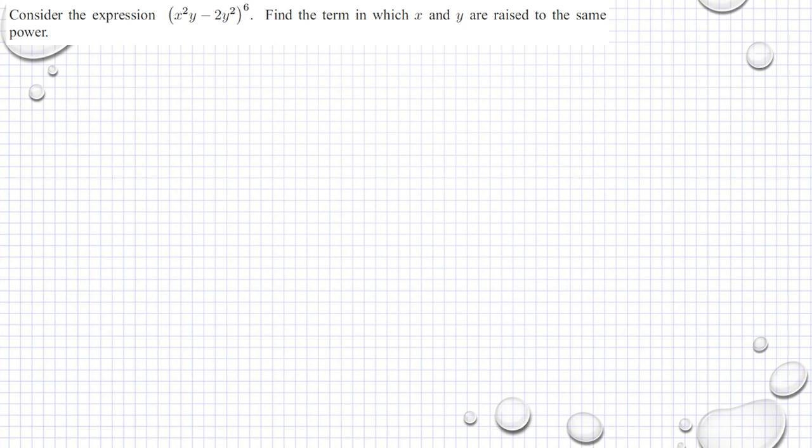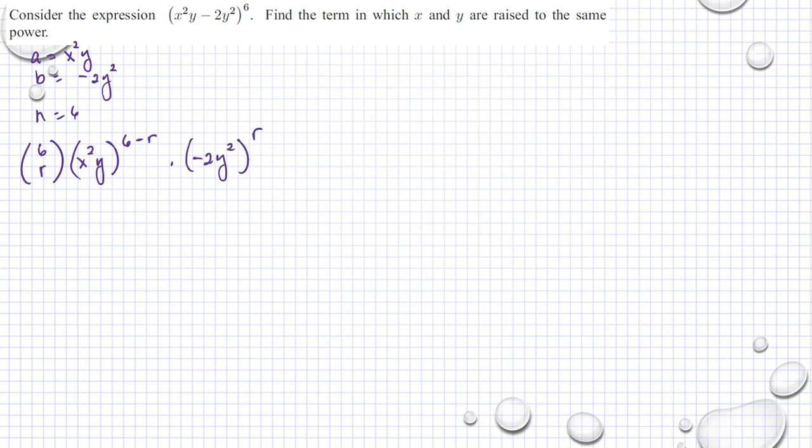What we are interested in is that we don't know r yet, but we know n. So our a is x squared y, our b is negative 2y squared, and our n is 6. So if we have 6 taken r, then we have our a, x squared y, raised to 6 minus r, multiplied by our b, negative 2y squared, raised to r.